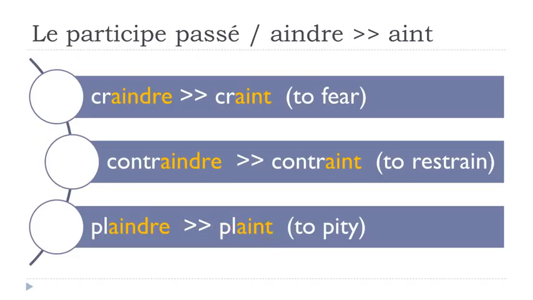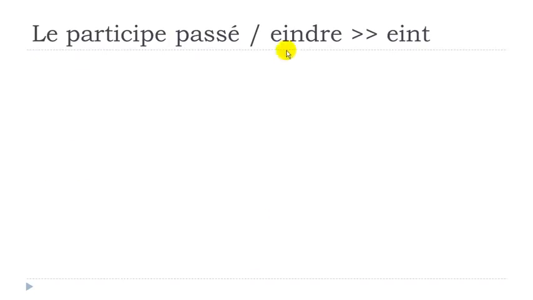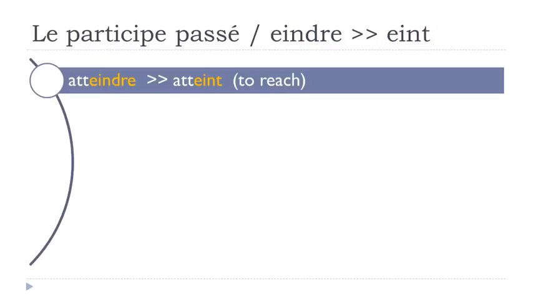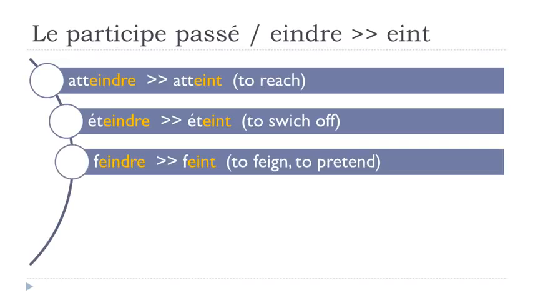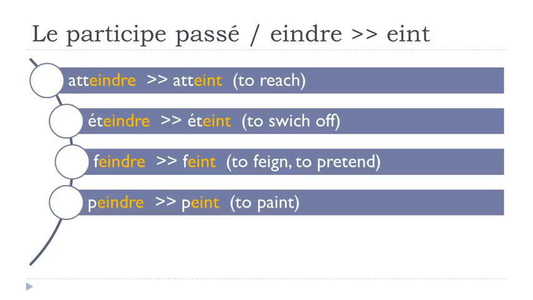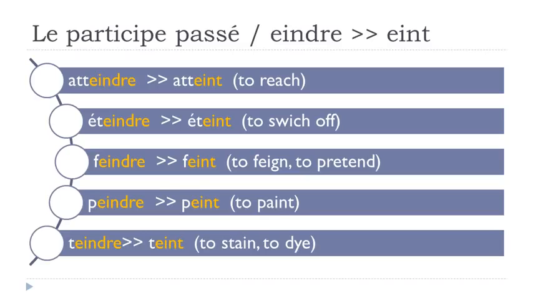Another group: eindre will become eint. Let's see. Atteindre, atteint. Éteindre, éteint. Feindre, feint. Peindre, peint. Teindre, teint. As usual, final t not pronounced. Atteint, éteint, feint, peint, teint.